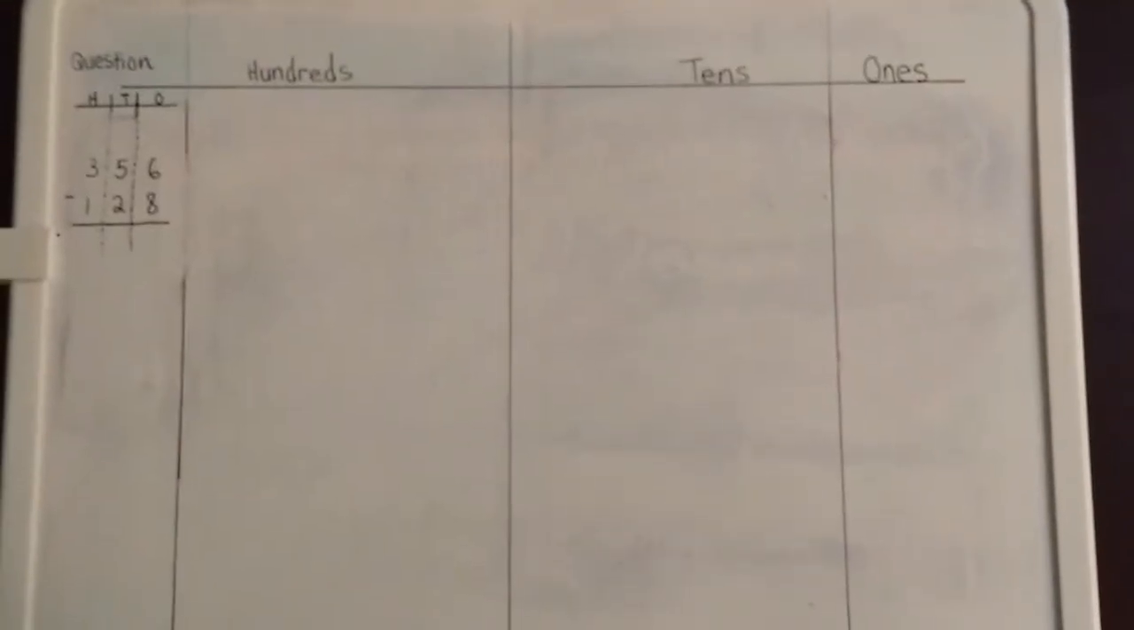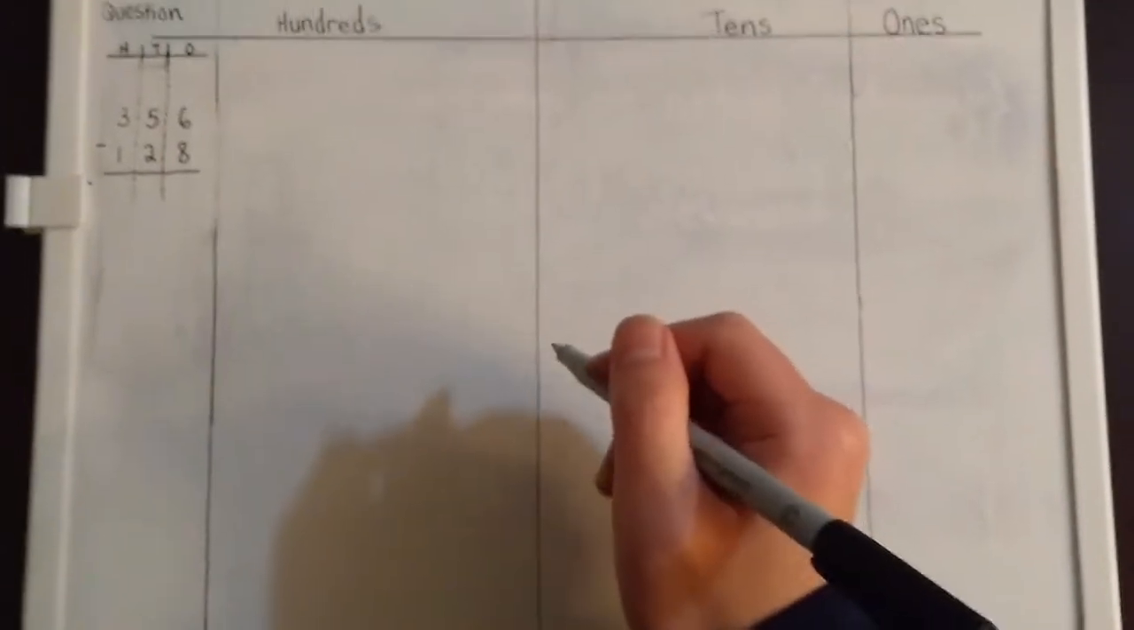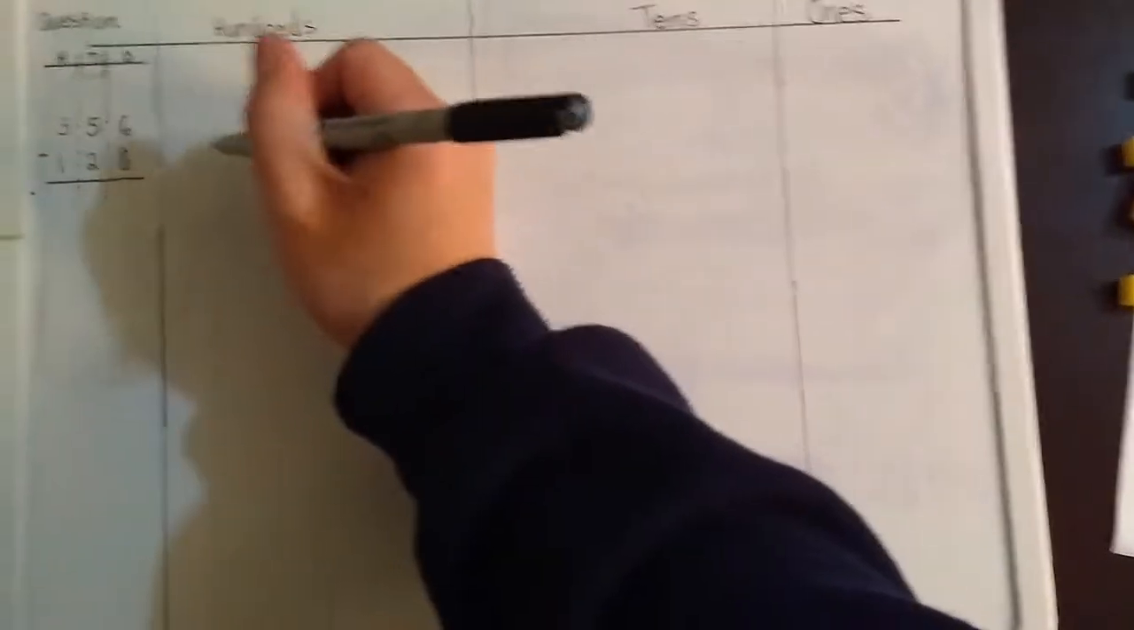I know what you're thinking. Mr. Ha, if I don't have base 10 blocks at home, how am I supposed to do this? Well, don't worry. I've already thought it out for you. What you can do is draw your base 10 blocks. Alright, so with 356, I can start by drawing 356 base 10 blocks onto my chart.